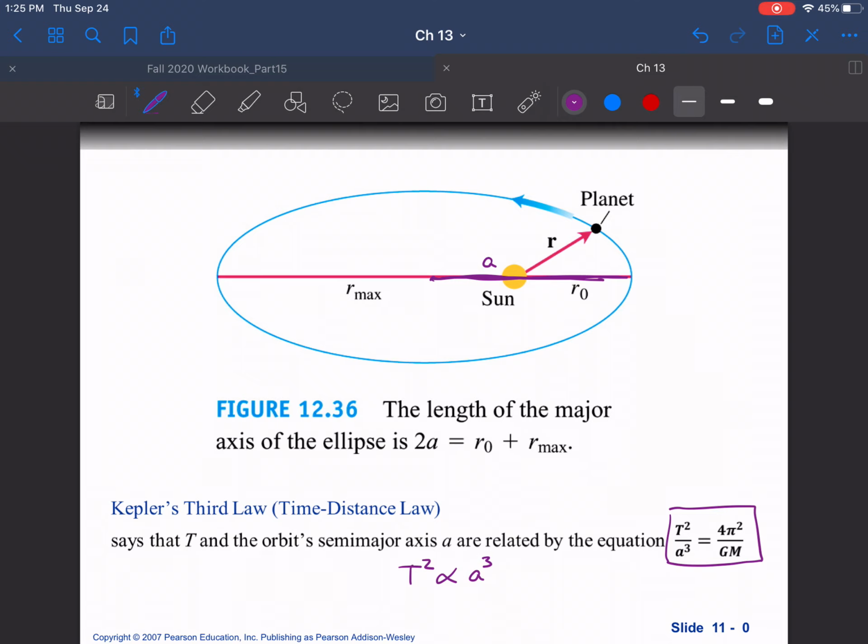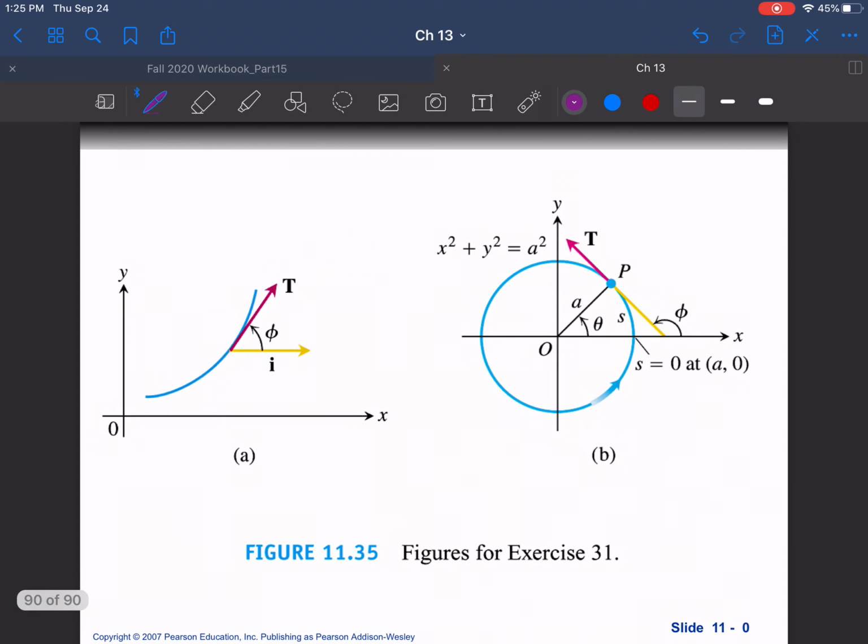That right there says that those two are proportional like this, and then Newton came along and did this with his universal law of gravity and showed that it was true. T squared over a cubed equals a constant, because 4 is a constant, pi is a constant, G is the gravitational constant, and the mass of the sun is basically a constant as well. So it's those two things equal to each other, which means they are proportional to each other. Kepler had laws, and Newton came along and basically explained why those laws were laws with his universal law of gravity.